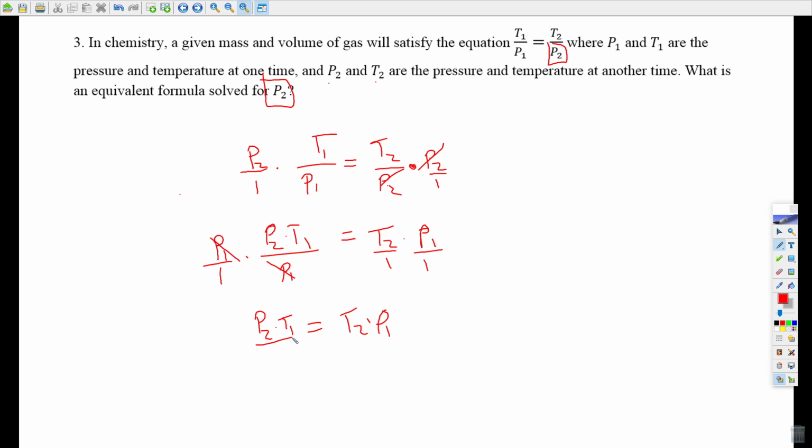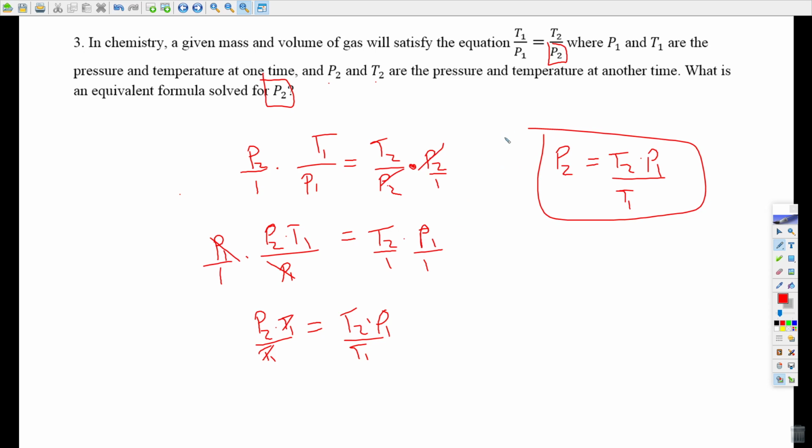And then lastly, we're going to get rid of T1. Since it's multiplication, we can divide on both sides. They will cancel. And so I'll write up here, we actually have P2 by itself now. It's P2 equals T2 times P1 all over T1. This one is pretty tough too. That's why I want to go over it.